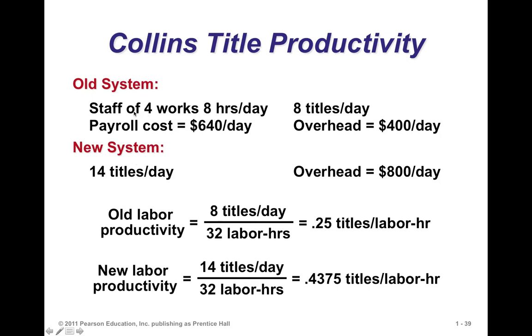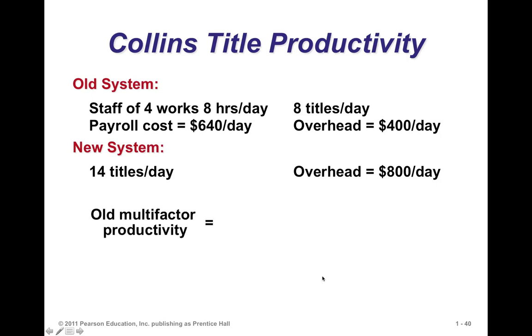So in the old system, you have a staff of 4 working 8 hours a day, so it's a total labor of 32 hours, and payroll cost is $640. They produce 8 titles per day, and overhead is $400. So if you take the 8 as the output divided by the 32 labor hours, you get 0.25 titles per labor hour. But then for the new system, you could produce 14 titles with an overhead of $800 a day. We'll assume the payroll costs are the same because we've not changed the workers. So now you could get 14 over 32, 0.4375 titles per labor hour.